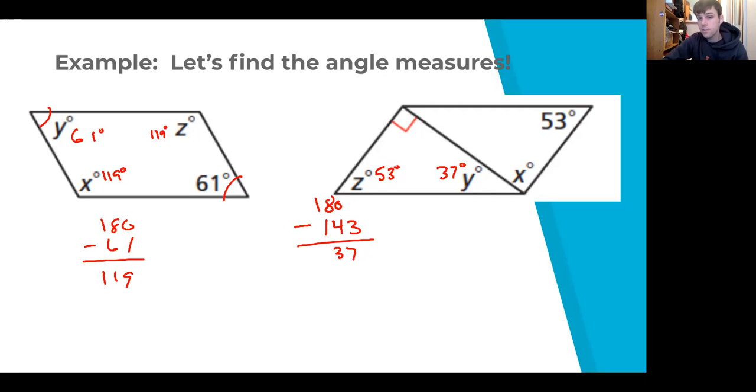And now we can kind of start unlocking things. Angle Y is alternate interior to this angle. So this would also be 37. And this 90-degree angle is alternate interior to X. So X would also be 90. Pretty simple here. Again, we can make use of the triangles. We can make use of the parallelogram properties. It's all pretty basic once we get some information about it.